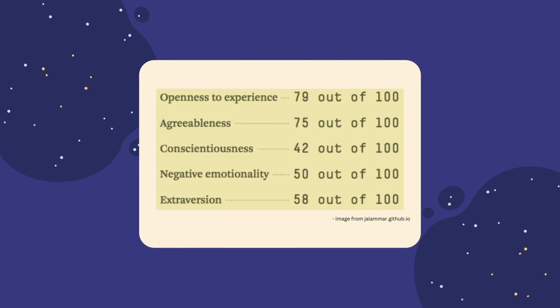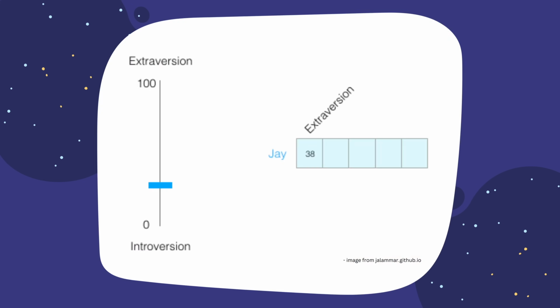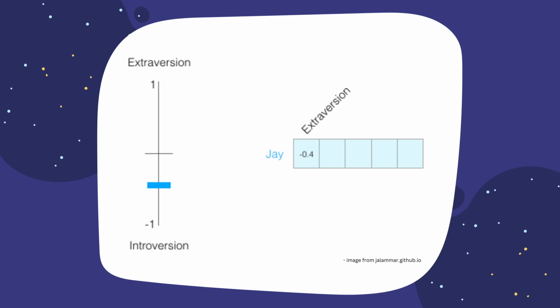Imagine Jay gives himself a 38 out of 100 as his introversion-extroversion score. Let's show this in one dimension, like so on the left. Now let's switch this out to be a score of -1 to 1. Now, it is hard to know a person from just one personality trait, right?